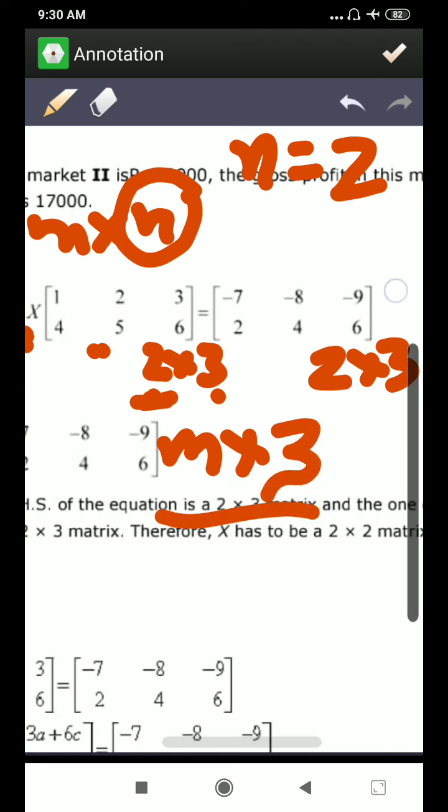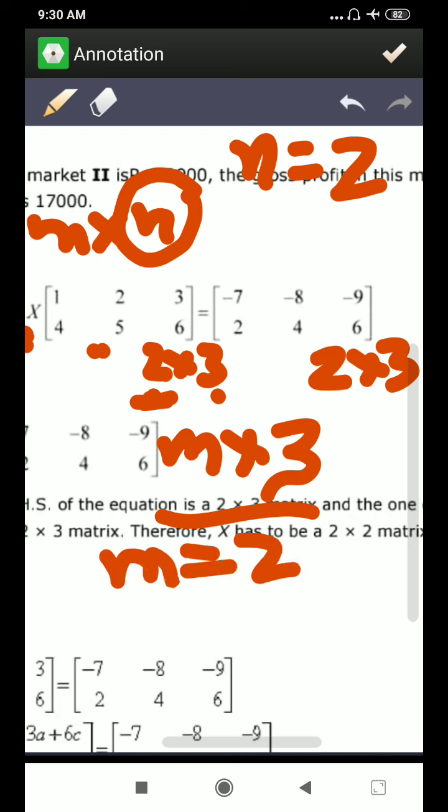But we already know the order of their product, that is 2 into 3. So M is also 2. So using the property of product, you can do it. It means the order of X is 2 into 2.